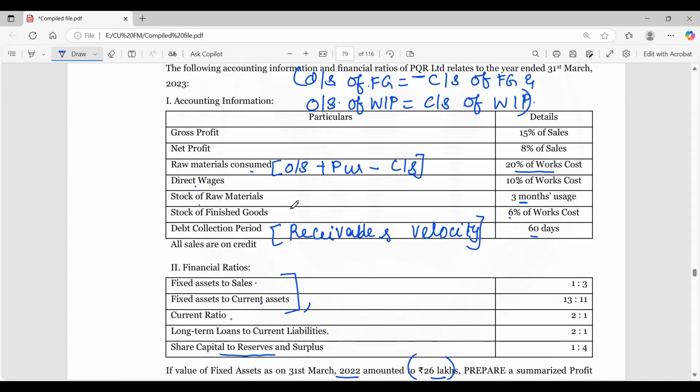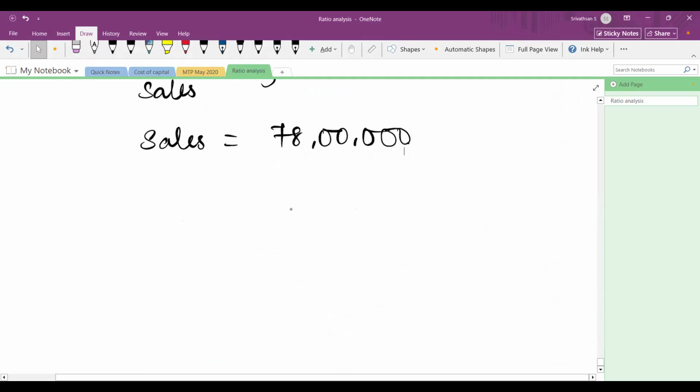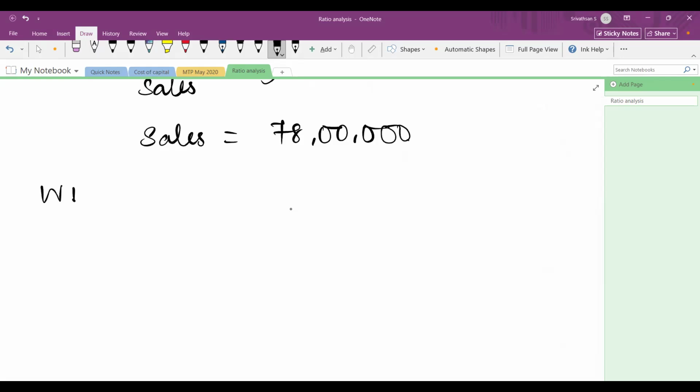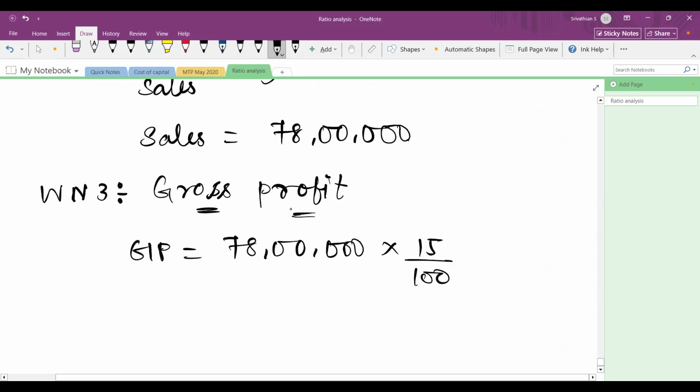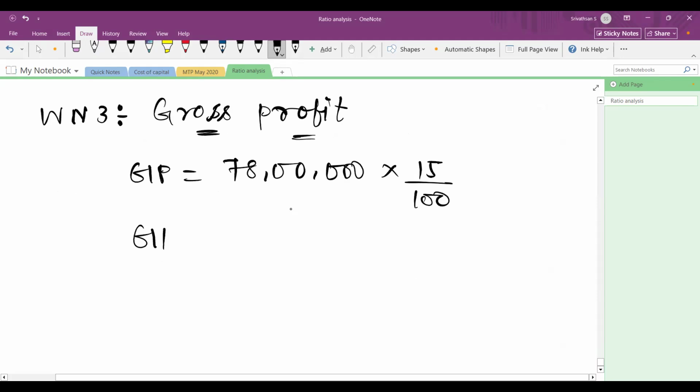Now listen, in the question it is mentioned that gross profit is how many percentage of sales? 15% of sales. So working note number 3, calculate gross profit. Gross profit is equal to 78 lakhs into 15 percentage. How much do we get? 11,70,000 is the gross profit.